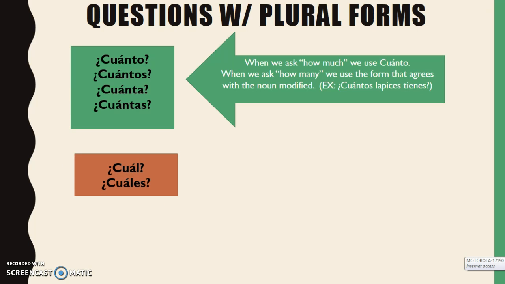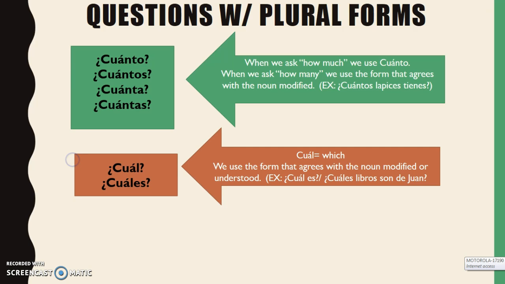Okay, another one with plural forms is cuál. Cuál means which, so does cuáles. Cuál will be used for singular, cuáles will be used for plural. Again, we are using it with the noun modified or understood. So you'll hear cuál es a good bit. I try to use that sometimes in class. So cuál es is like, which is it? So even though we don't know what it is, we know it's something singular since we're saying cuál.